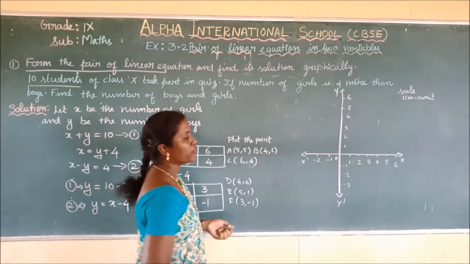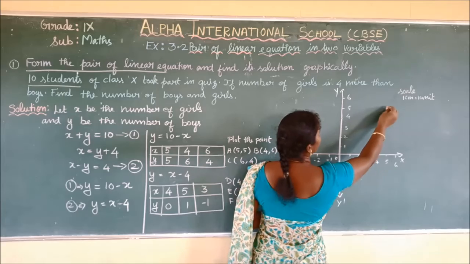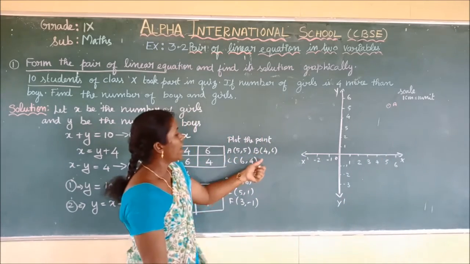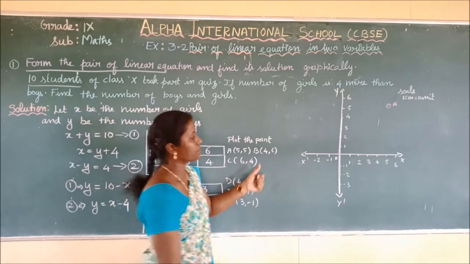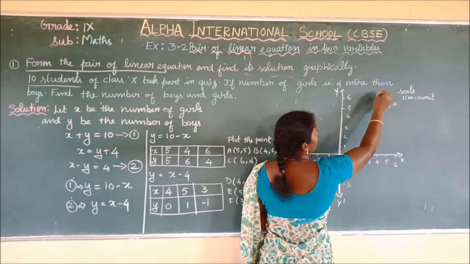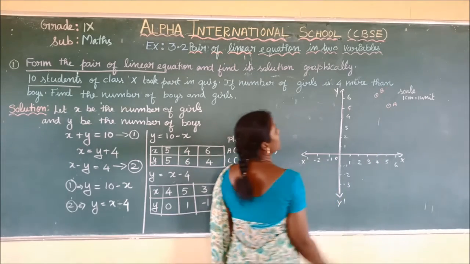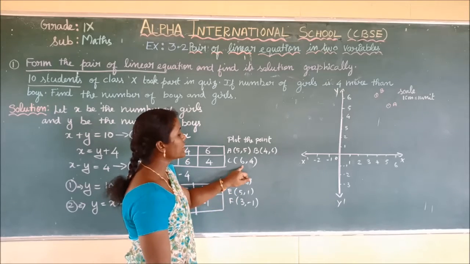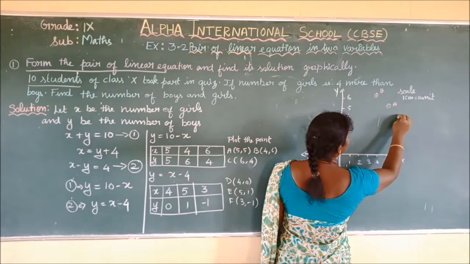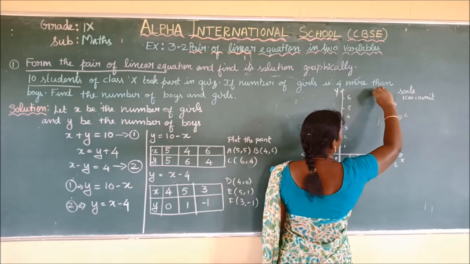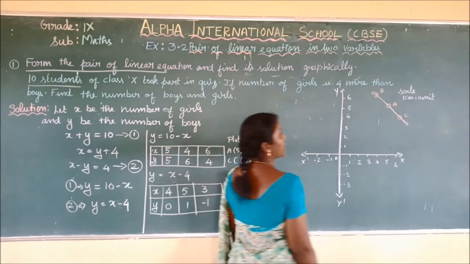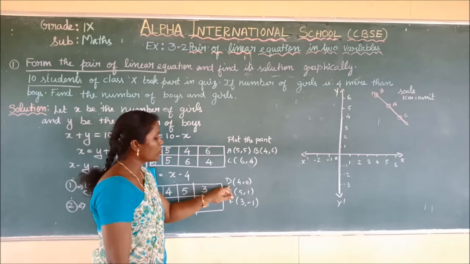First point 5 comma 5, approximately here. That is point A. Next B is 4 comma 6. So 4 on x, and y we have to choose 6. We have B of 4 comma 6. And what is the point C? 6 comma 4 will be here. This is C. If we join these, we will get a straight line graph, A, B, C.